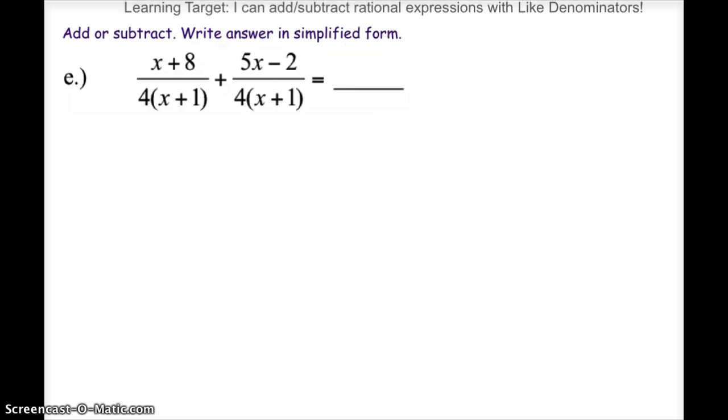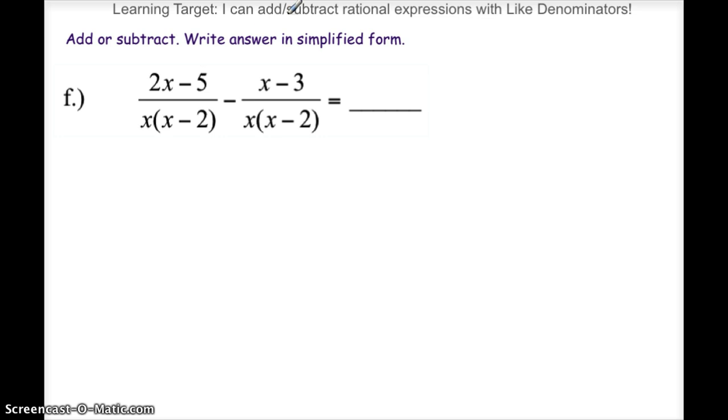All right, what do we have coming up next? I think I might skip this one because you just add the tops. But let's look at this one. When you have more than one thing on the second fraction and you're subtracting, my suggestion is to change it to addition and then change these guys' signs. That will make life so much easier. So, these denominators are the same, so let me keep the x times x minus 2. And so when I add across the top, just add like terms. 2x plus a negative x is just 1x. And then negative 5 plus a 3 would be a negative 2.